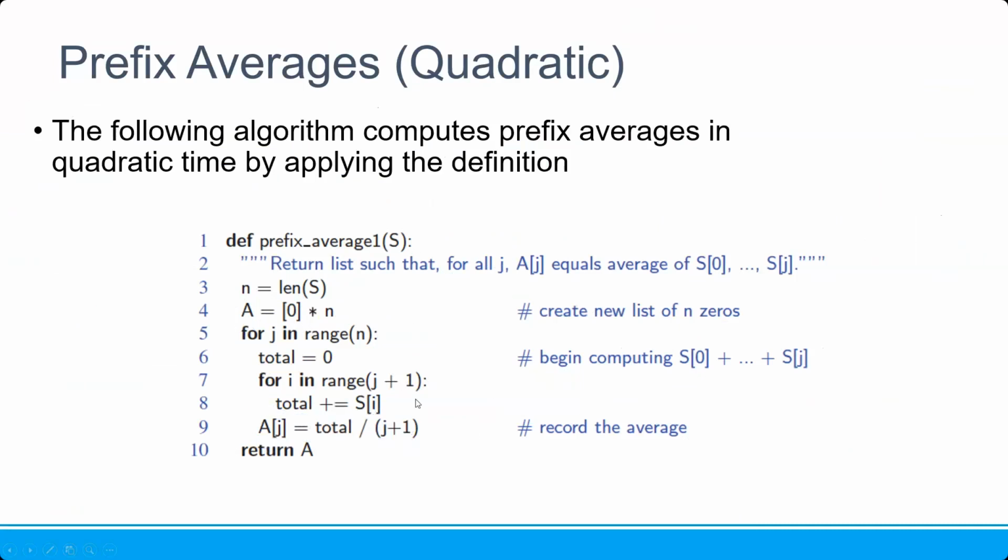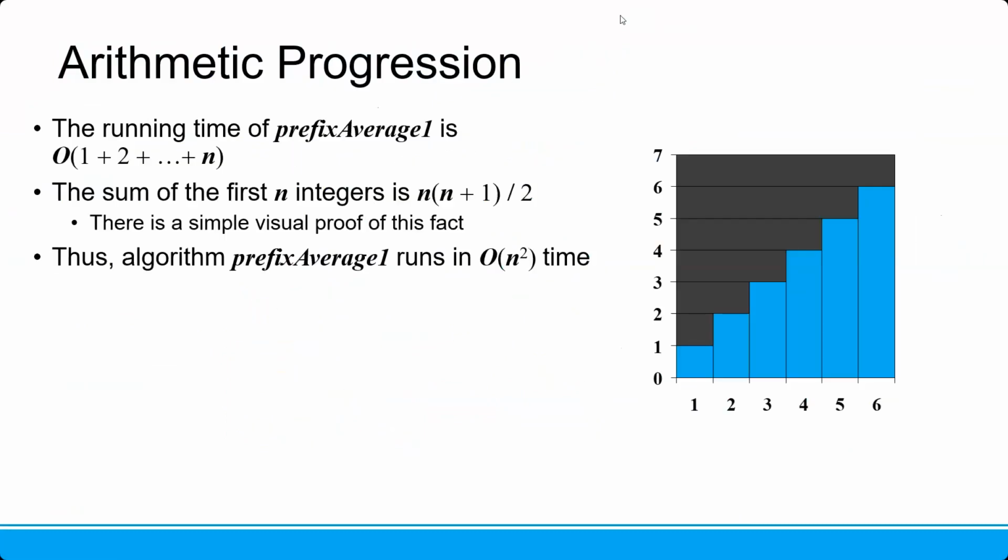If we look at this process, the worst case scenario for this prefix average is quadratic. It means we have 1 and 2 for loops, and it will run at maximum n to the power of 2. So the running time of prefix average 1 is O of the sum from 1 until n. The sum of the first n integers will be n multiplied by n plus 1 divided by 2. So that's a simple visual proof. Yeah, you can see this one.